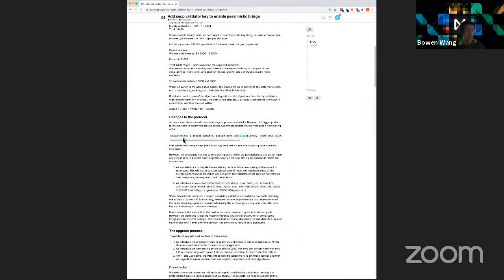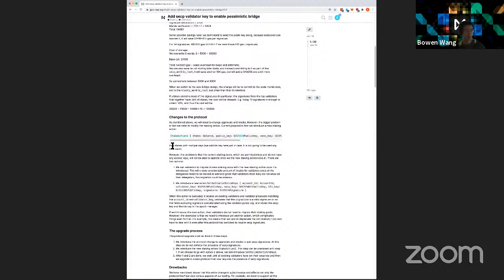So the current staking action, for people who are not familiar with this, basically takes the balance, which is the amount of stake you want, and your public key. This is the public key of your validator key pair, which is an ED25519 key pair. The idea is that we extend it to include this SEC key as well. Now, there are multiple problems with this.